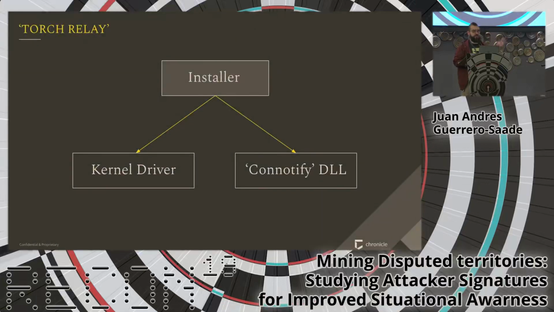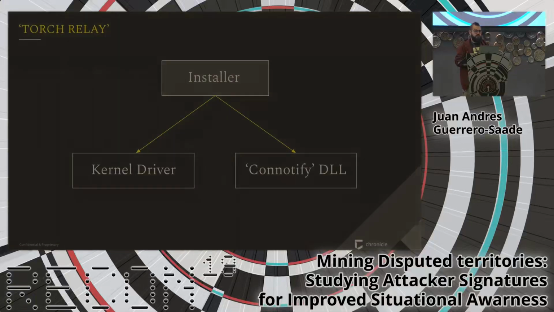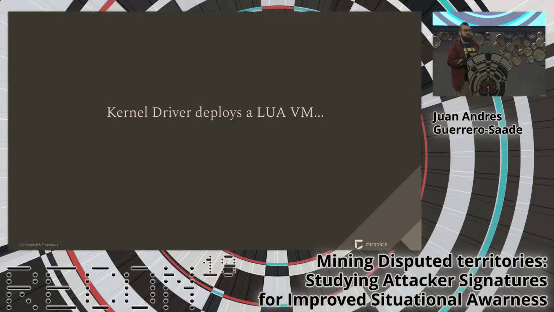The structure of torch relay is something like this. We were able to recover about 3 different components. It's essentially one big userland executable installer. It drops this kernel driver that will go on to create a device, and then what they call a cannodified DLL, which is just meant to be a userland component that lets them know when there are active connections or not to this kernel driver. So, they're trying to manage things in a sort of clean way. What's particularly cool about the kernel driver is it actually deploys a Lua VM. I don't know, does that ring any bells for anybody in the crowd?